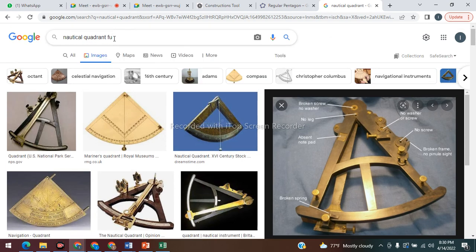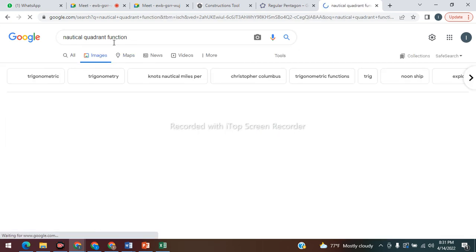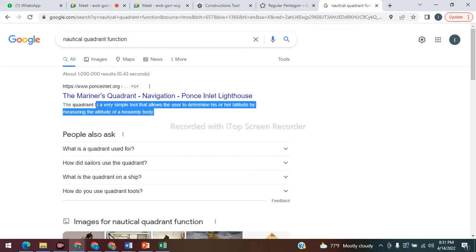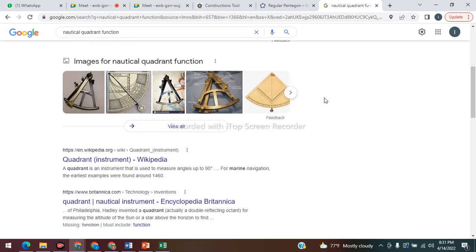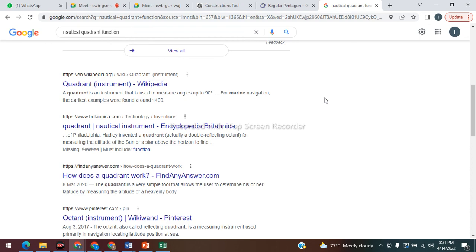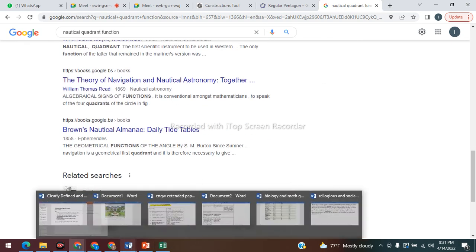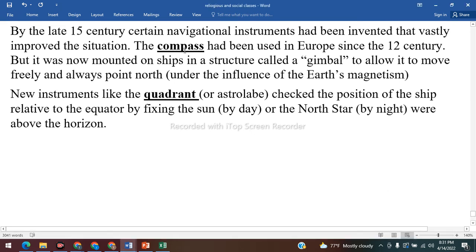So now function. They like asking the function of these things in your multiple choice. It allows the user to determine his or her latitude by measuring the altitude of the heavenly body. So it tells you where you are by determining how high a star or the sun is, right? Okay. Nice. So we talked about the compass for direction, and the quadrant to check the position of the ship. The compass is used to check the direction. The quadrant is used to tell us the position of the ship.